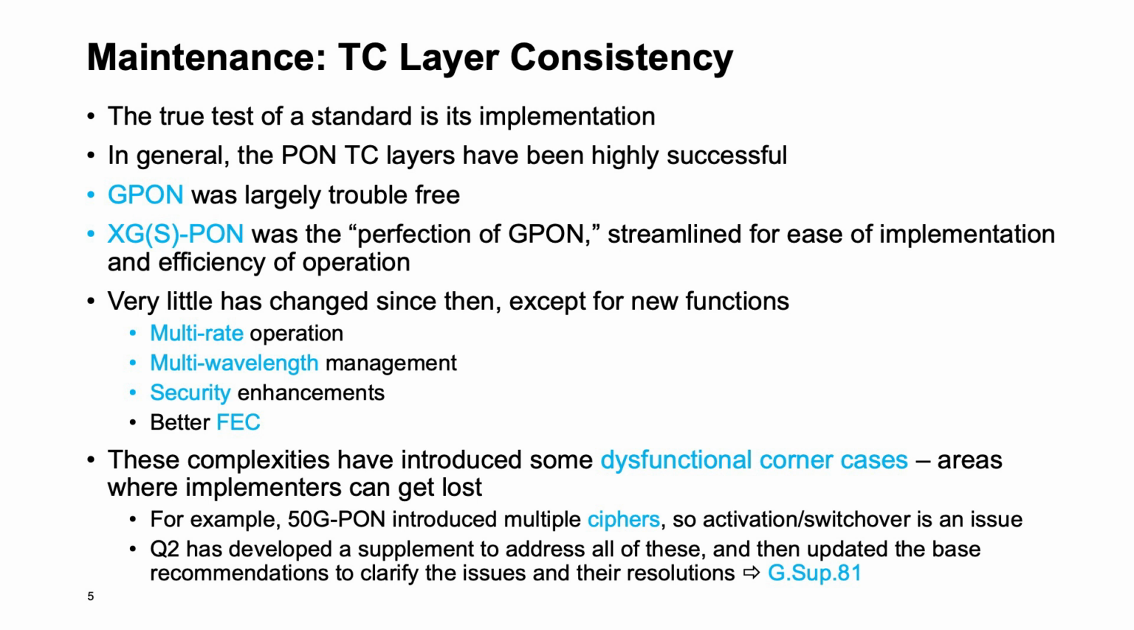And some of these complexities that we've introduced, of course, create some kind of dysfunctional corner cases where implementers have problems. So we've worked to fix those. And one of the ones highlighted here is where we have the multiple ciphers which were introduced with the 50G PON. And that's been all clarified in the base standards. And there's a supplement we have which describes some of the resolutions there and some of the clarifying activities that we've undertaken.